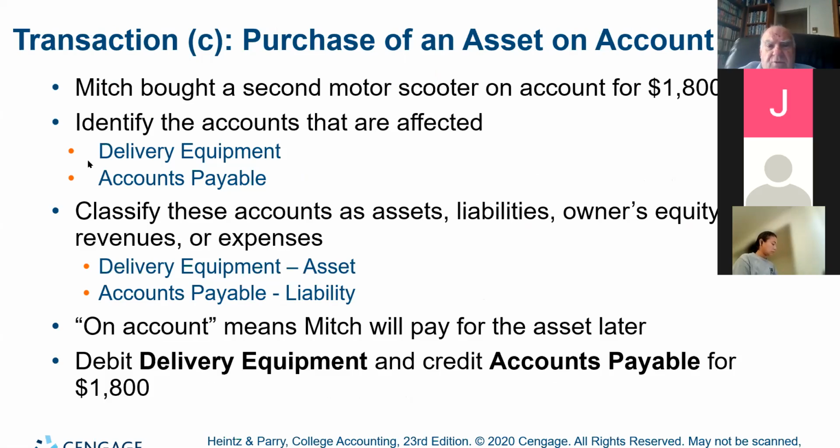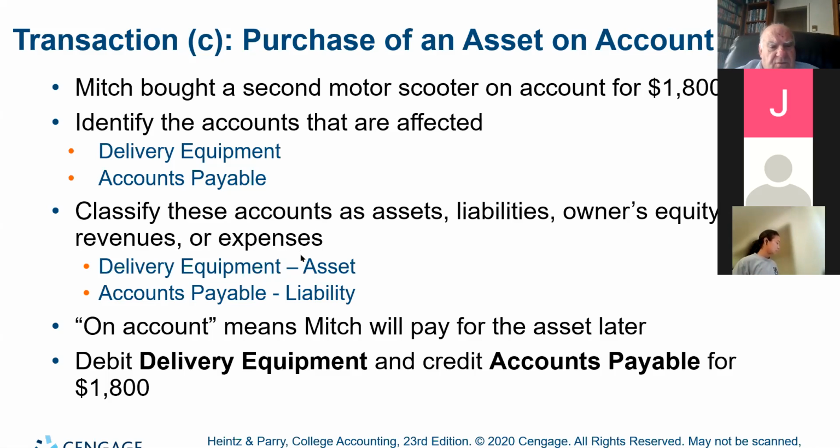He bought a second motor scooter on account for $1,800. Whenever you see on account, you know the transaction is going to be accounts payable or accounts receivable. On account and nobody had money. On account and no money. That's what that means. So what did he buy? He bought delivery equipment, so that's going to go up. Accounts payable is also going to go up. Accounts payable is the total dollars that you owe to your suppliers, huh?